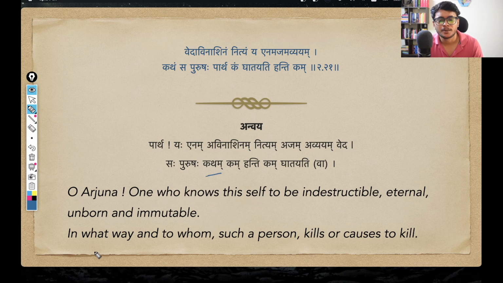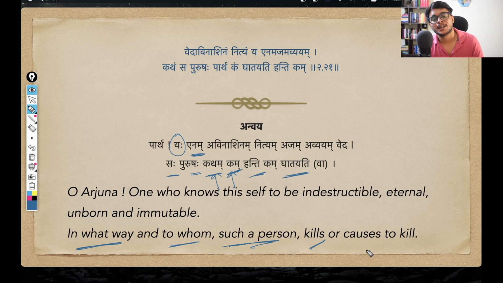So one who understands the true nature of self, katham, in what way, in what manner, how? And kam, to whom can sah purusha, that person, such a person, meaning that one who has understood the true nature of self, hanti, can such a person kill, or ghatayati, can such a person cause to kill? Okay. So anyways, that was the entire translation of the shloka.